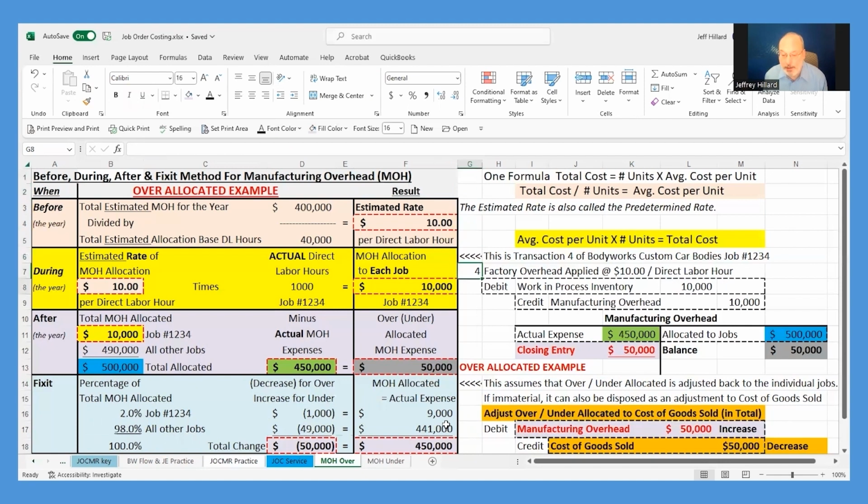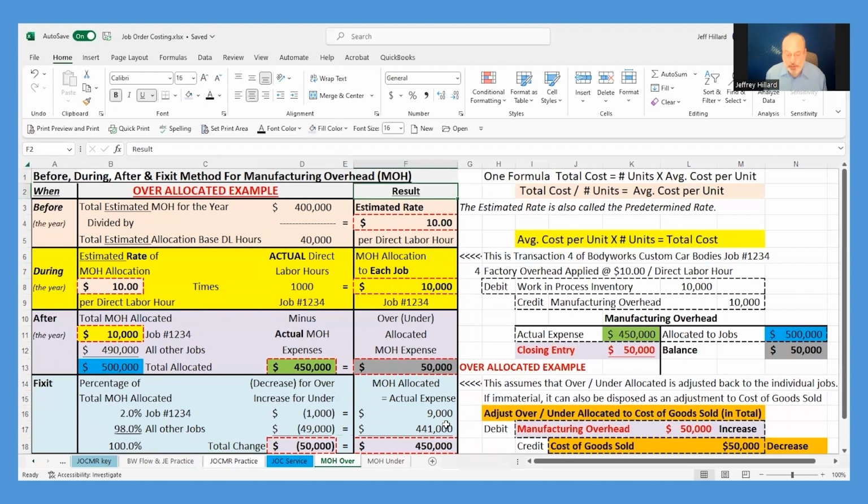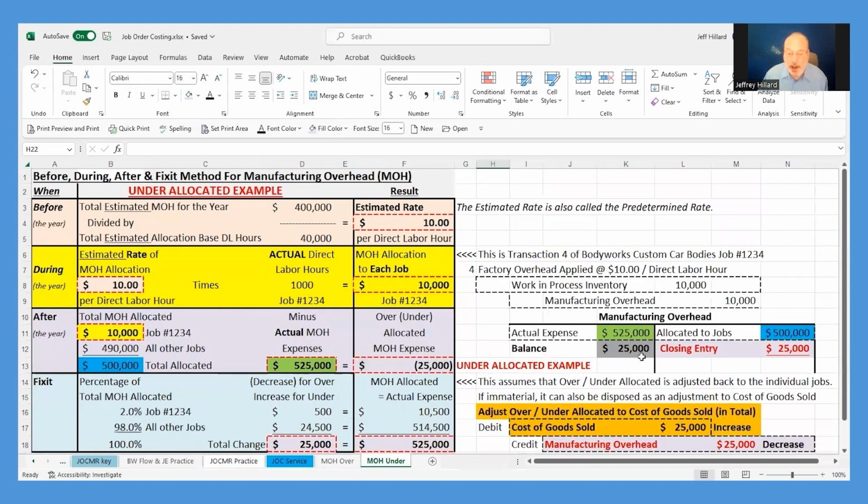So the adjusting entry again is debit manufacturing overhead to close it out, and credit cost of goods sold to close it out, unless you're doing it by the job, and then you look and see whether these jobs have been sold and delivered or not, and then you would adjust it as individual accounts. So let's take a quick look at what happens in the opposite case.